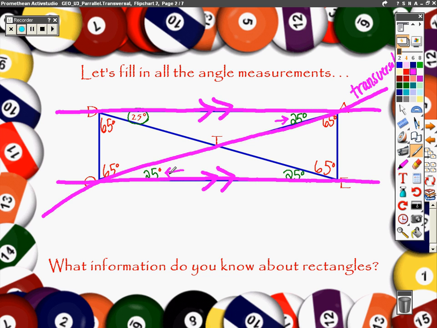Alright? So in the next page, you'll see how everything plays out. But I want you to know that this idea of parallel lines and the transversal comes from the idea of a rectangle.